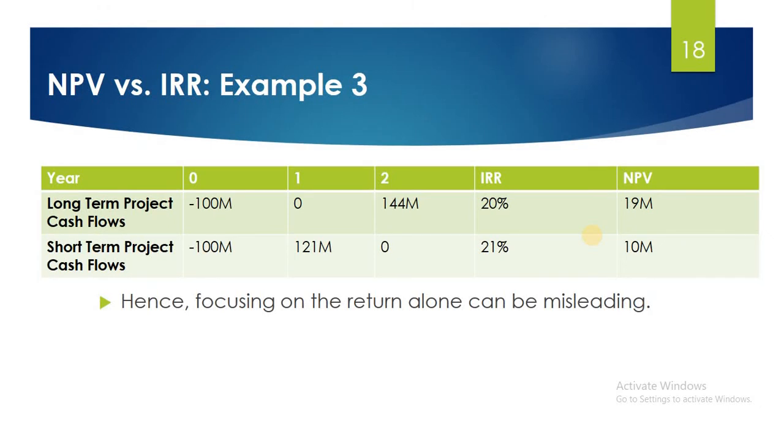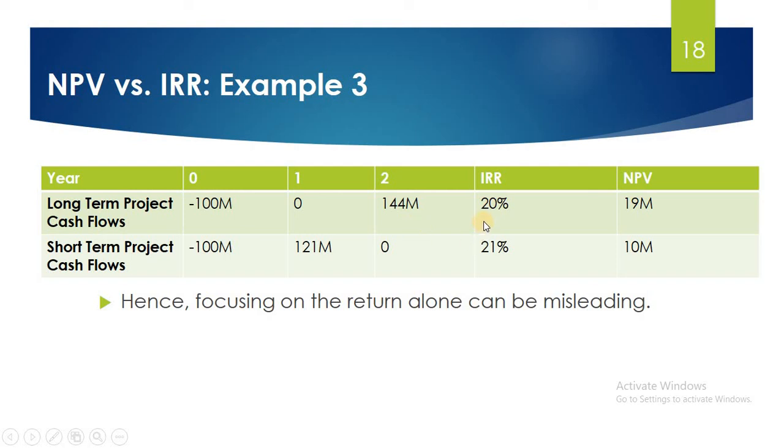Here is another example. There are two projects, a long-term project and a short-term project. Both require $100 million initial investment. The long-term project will not generate any cash flow in year 1 and it will generate $144 million cash flow in year 2. On the other hand, the short-term project will generate $121 million cash flow in year 1 and it will not generate any cash flow in year 2.